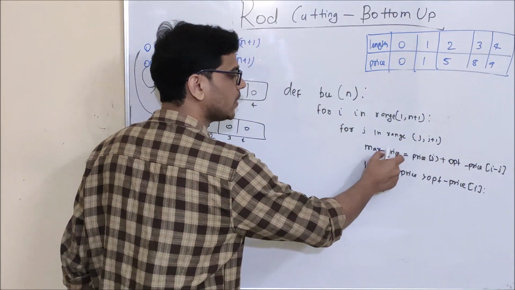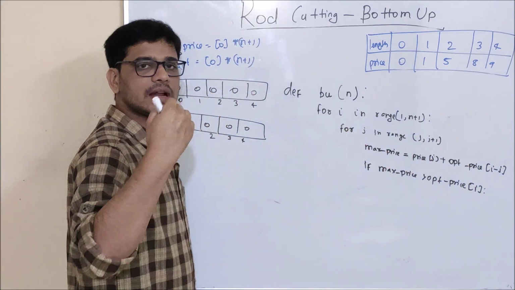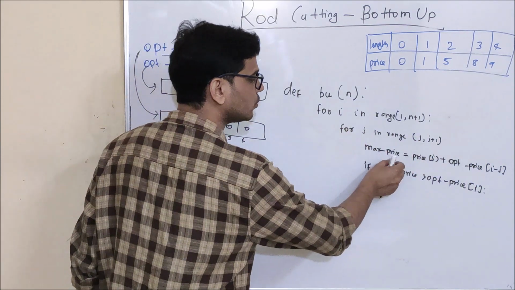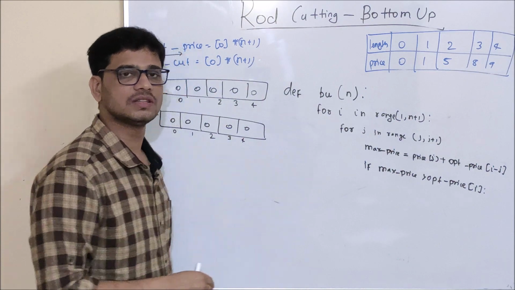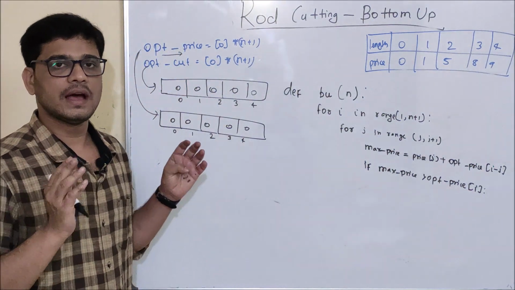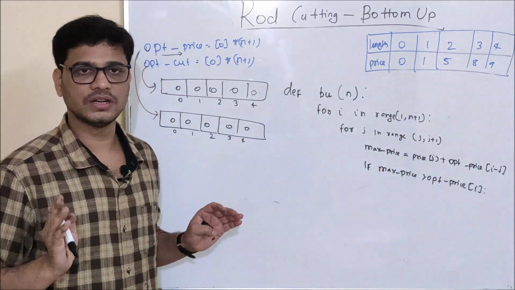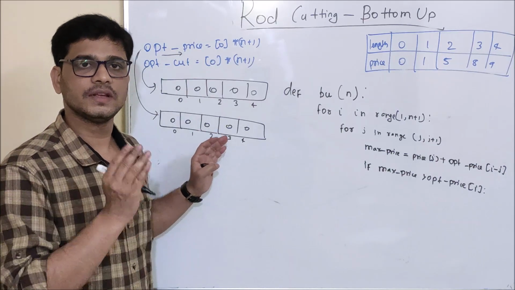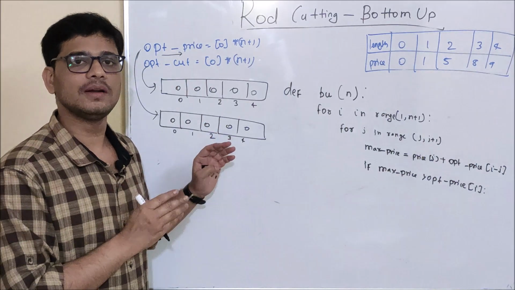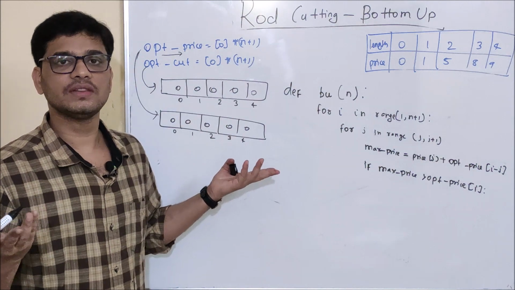So for each of them I am going to calculate the max price, and then compare it with the previous max price. That is, suppose I have given a 2 meter cut, then I am going to find the max price for it, then I will compare with the stored price.